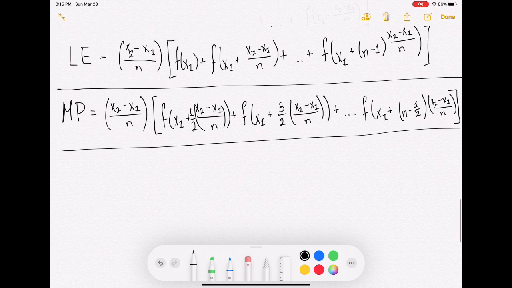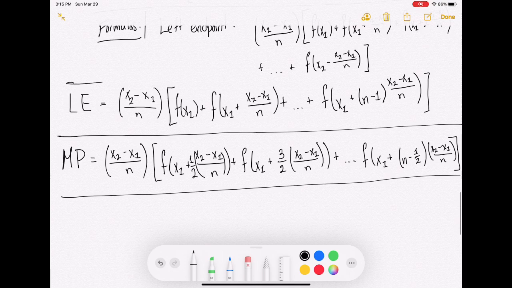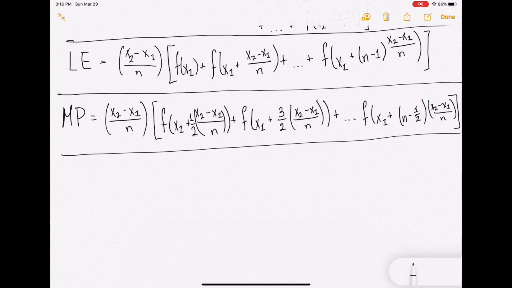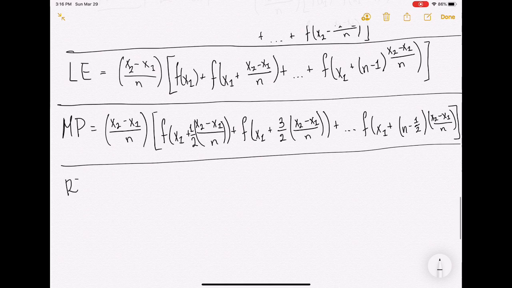And finally, for the right endpoint, I'm going to separate this piece off so you just have them in three nice rows. The right endpoint is still going to be the same width, but instead of starting at x1 like we do on the left endpoint, we just shift every piece by 1. So we actually start at x1 plus x2 minus x1 over n.